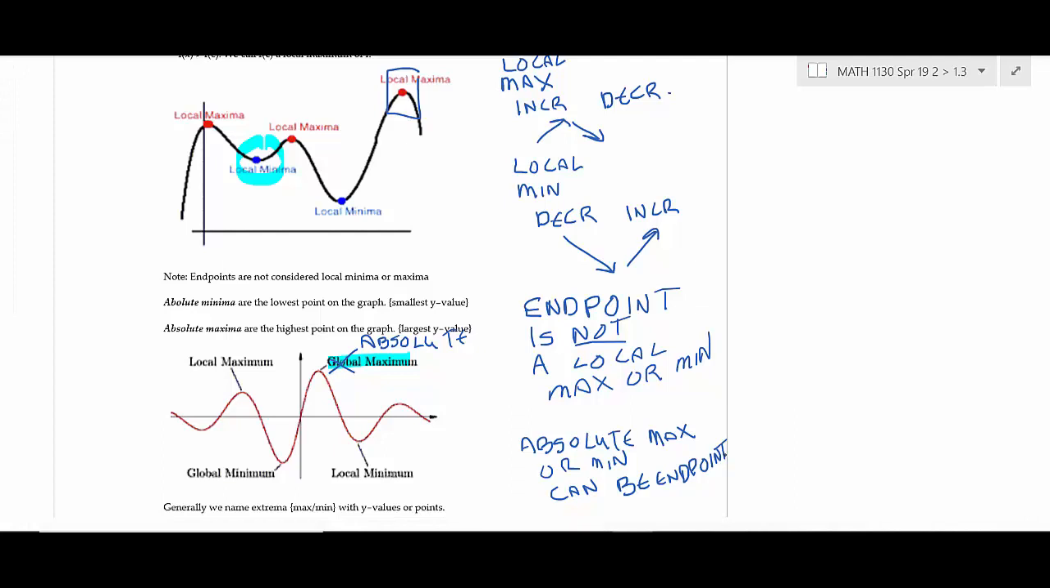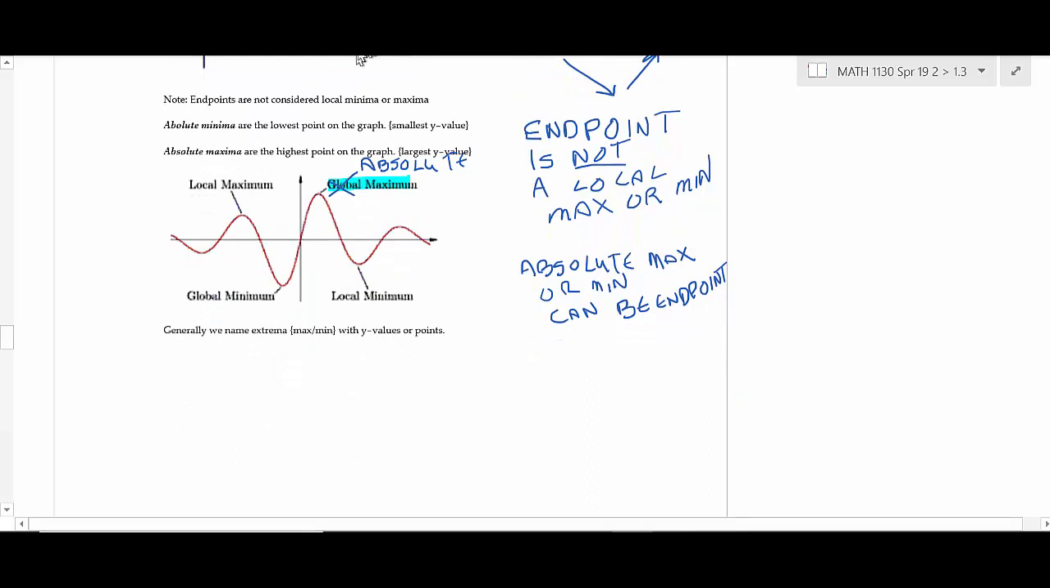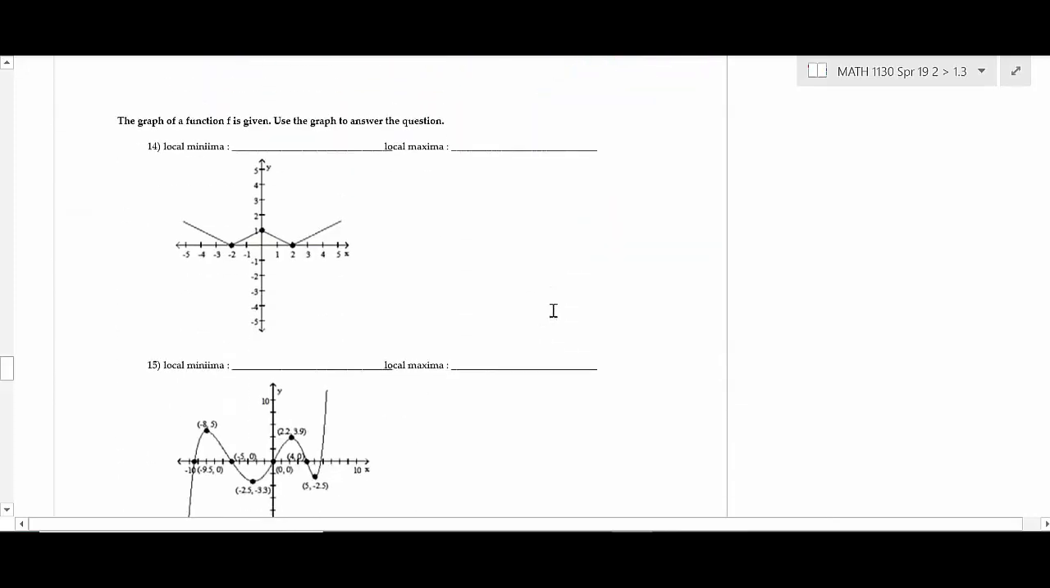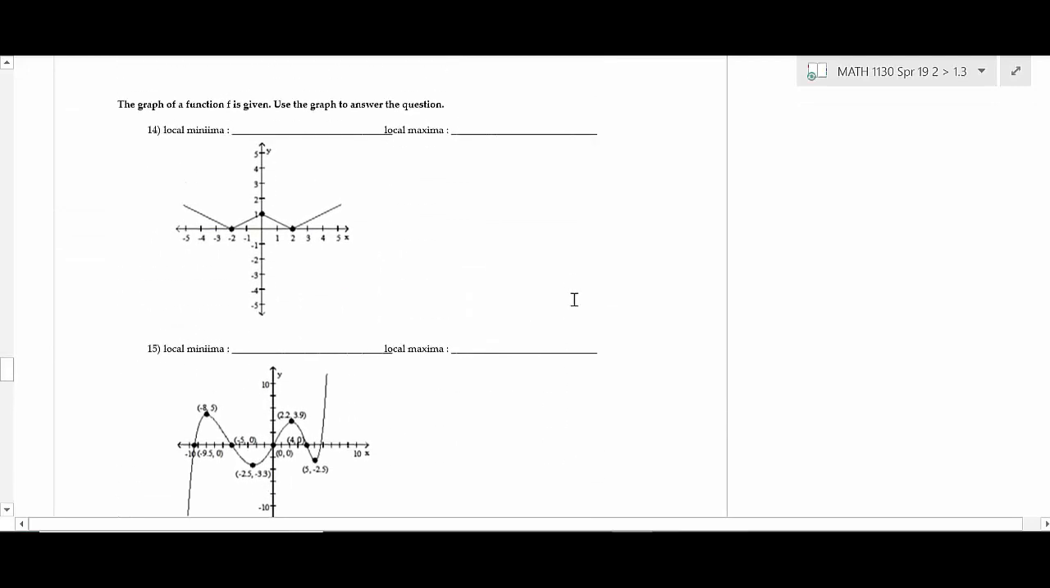Okay, so local just means somewhere on the graph changes direction. Okay, something's going on to the left and right side of that then. All right, any questions about what I mean with that? Generally, now this depends on textbooks. A lot of times you use the y value to name that, or you can use a point, but generally a lot of times textbooks use y values on that then. Okay, so let's just identify some of these on the graphs.